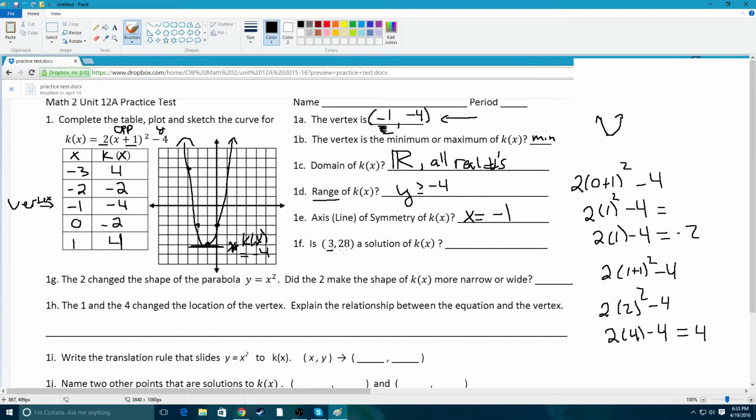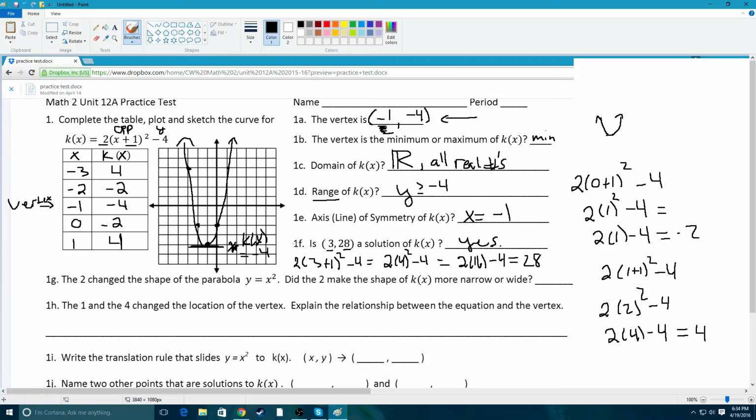Okay. So next question is, is (3, 28) a solution? Plug it in. So we get 2 times 3 plus 1 squared minus 4, which is 2 times 4 squared minus 4, which is 2 times 16 minus 4, which comes out to 28. So the answer to this would be yes. It is a solution.